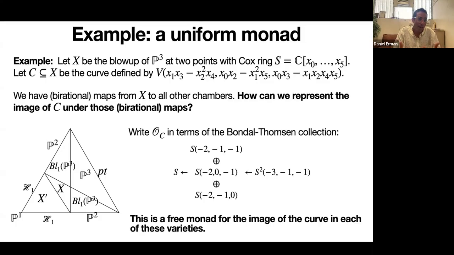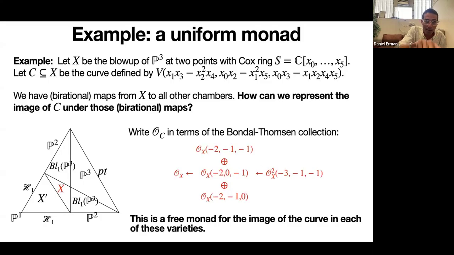And so we might wonder, how do we represent the curve in all those varieties? And the answer is you can do it all at once if you utilize the Cox category or this Mondel-Thompson collection. So we write down the free complex associated to this object, and then it tells me what's going on in each of the chambers.